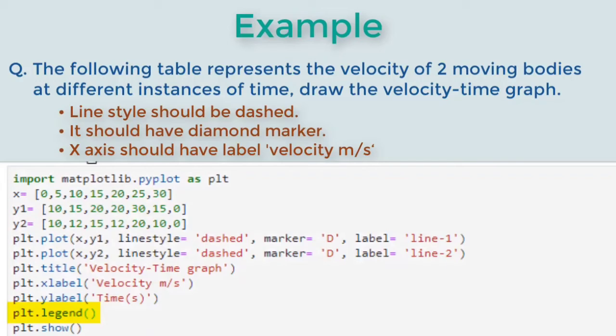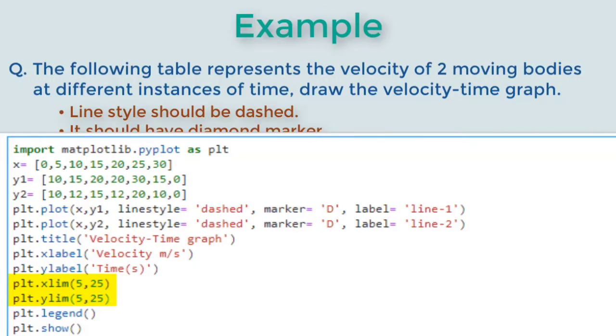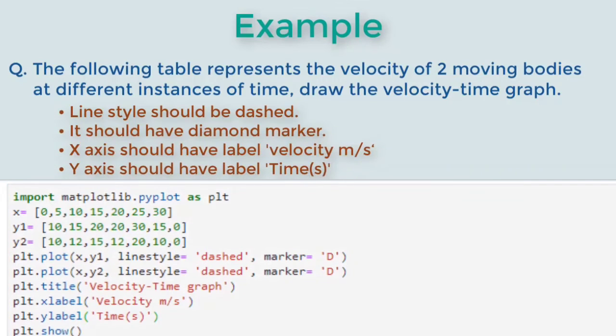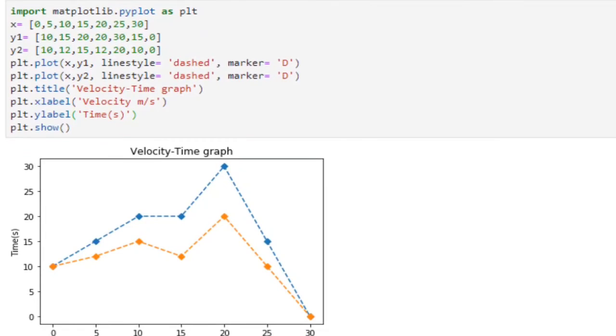Here I am using label equal to line 1, and on the second I am using label equal to line 2. And I am also using legend, because when we draw multiple charts on the same plot, a legend is compulsory so that we can identify which line represents which data series. I am also using the xlim function to define the x limit, and ylim for defining the y limit. You can see.